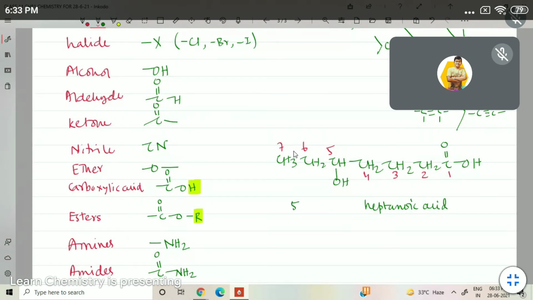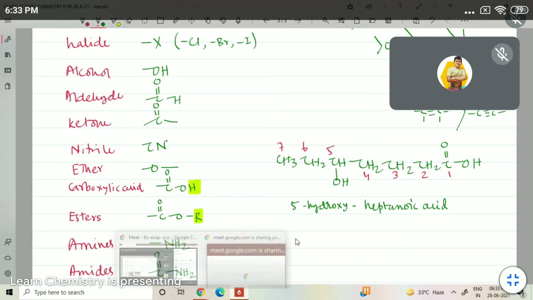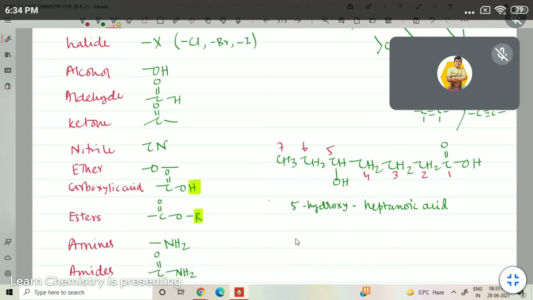So, what? Alcohol, meaning alcohol. Will it be written as heptanol? No, hydroxy. 5 hydroxyheptanoic acid. Okay. So that means the name of the alcohol is coming first. So this is a prefix. Prefix, not alphabetical order. We have written it as a preference. 5 hydroxy. This hydroxy is the prefix.